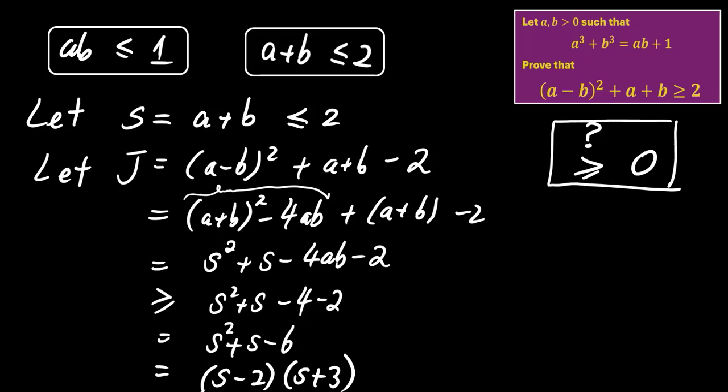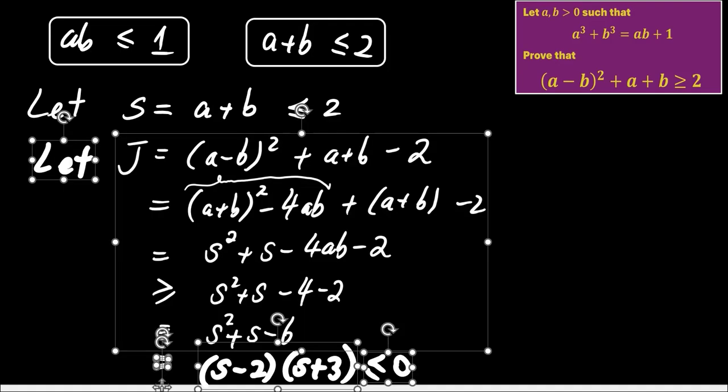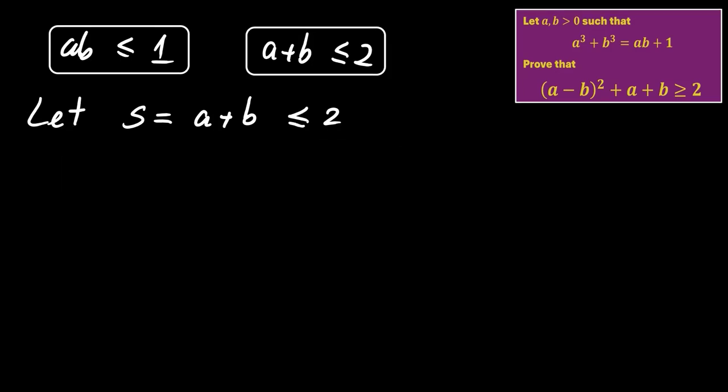So initially, we hope that J is greater than or equal to 0. But since J is at least (s minus 2)(s plus 3), s is positive and s is less than or equal to 2, it implies that this expression is less than or equal to 0. And from here, we are unable to tell whether J is positive or negative. So it seems that this attempt is not good enough. With this, we need to introduce another parameter.